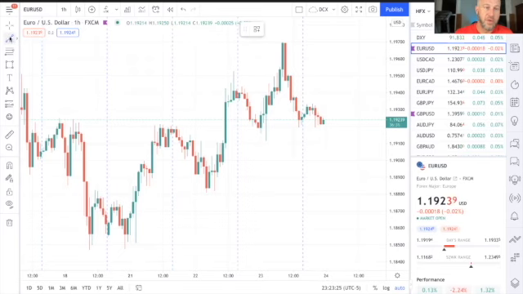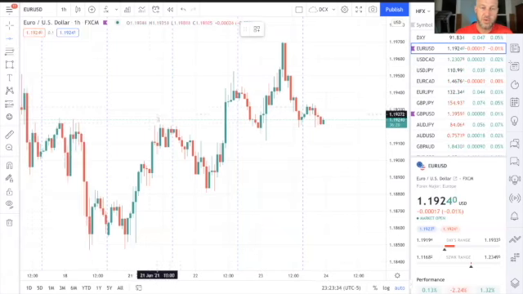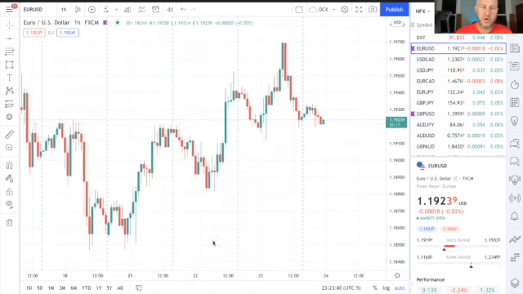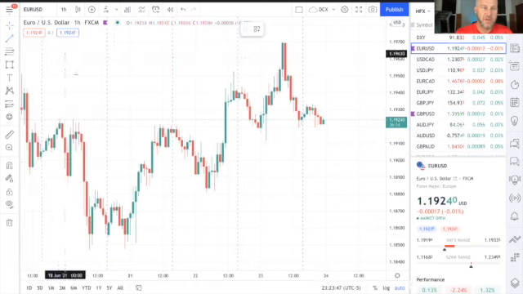If the top one, or one of the top ones here, the line with the circles, you can click the little arrow next to it and you have all this stuff. You can put a horizontal line if you want to put one somewhere, and it just puts a line across your screen. There are different tools you can use to mark up your charts. But the one I'm going to use right now is going to be a trend line.